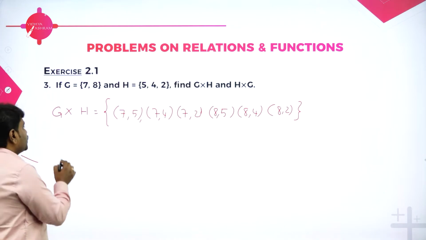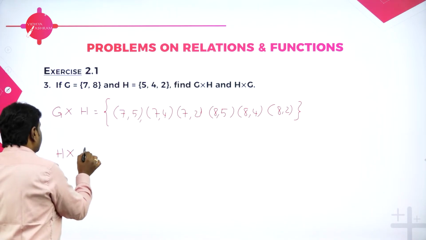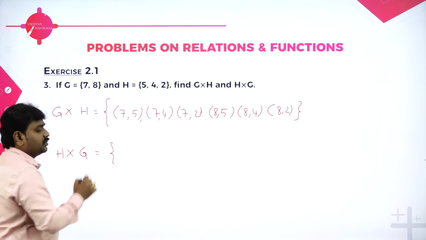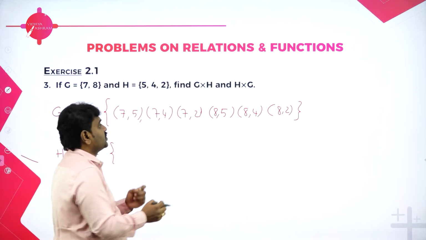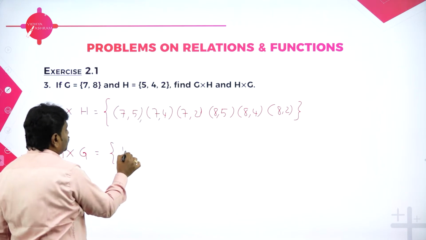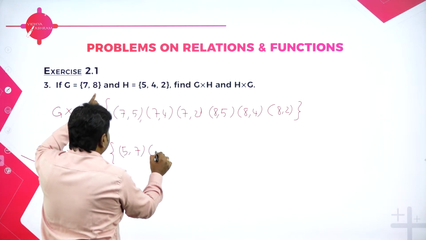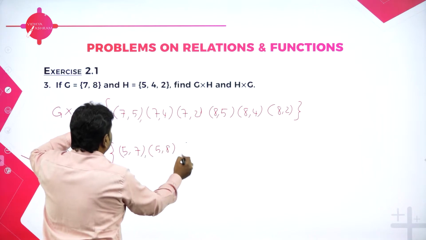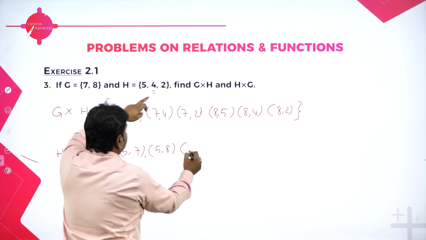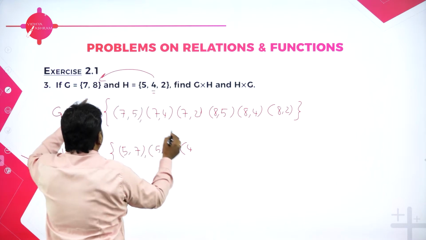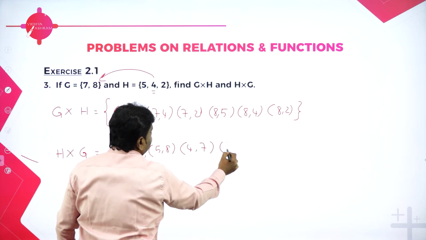Now we'll go to H cross G. They also want you to find H cross G. H cross G means you should take the first element from H. What is the first element? 5. 5 cross 7, then 5, 8. Then the second element in H is 4. I should club it with G, that is 4, 7, 4, 8.